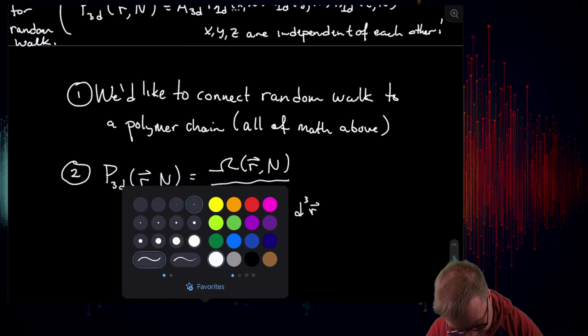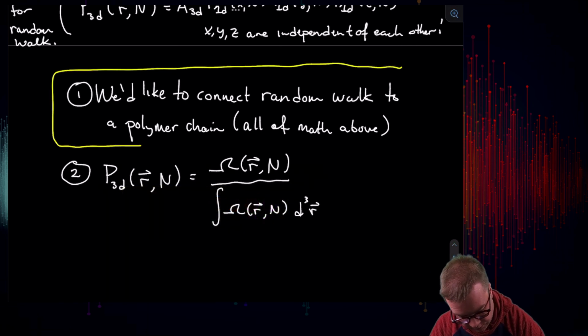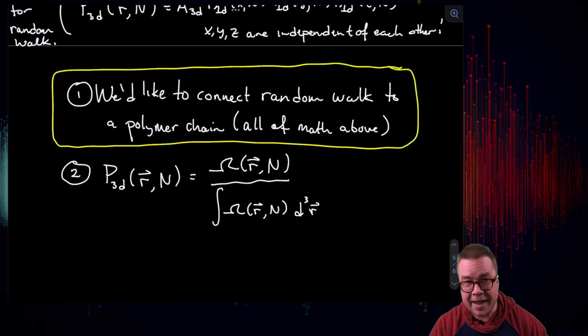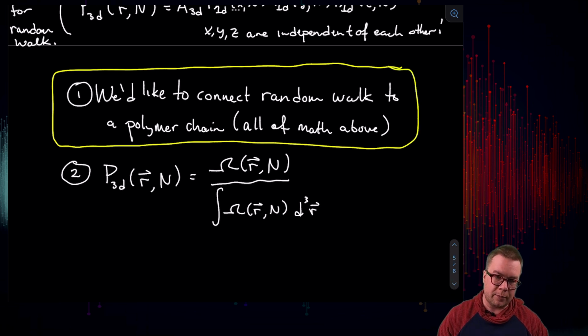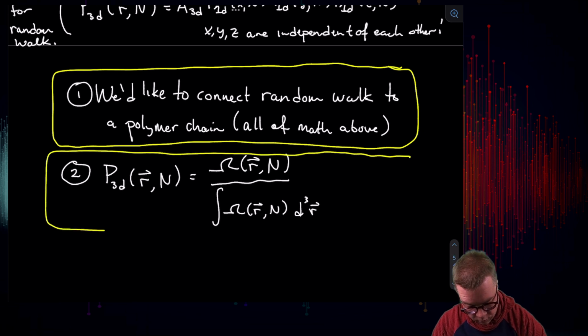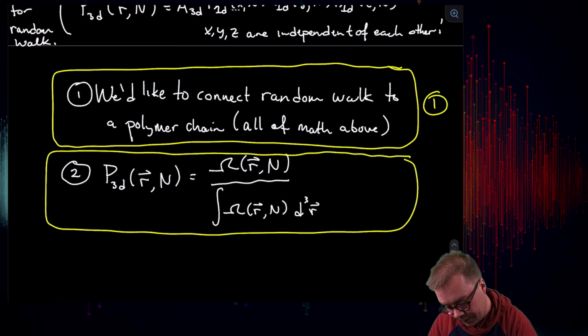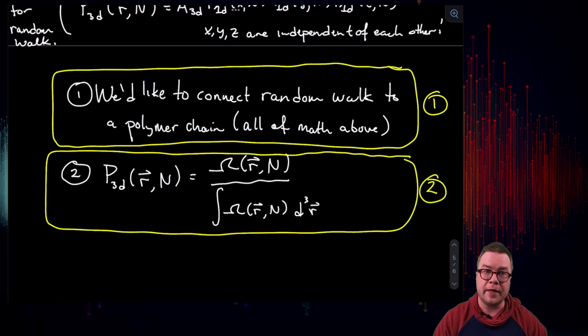But the first thing that we want to do, and the only thing that we're going to do in this video, is first we're going to focus on connecting the random walk to the polymer chain. And then in the next video, we'll worry about this. Okay, so first today we'll do this. Second, in the next video, we'll do that. Okay, so what does this have to do with polymers?